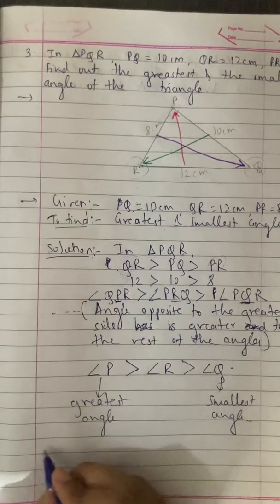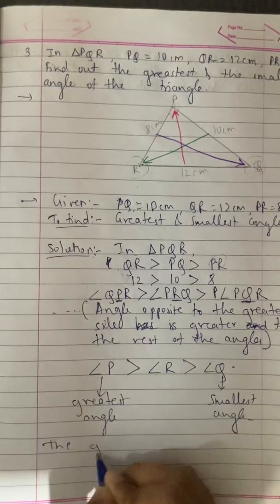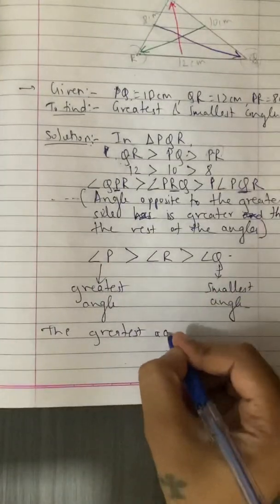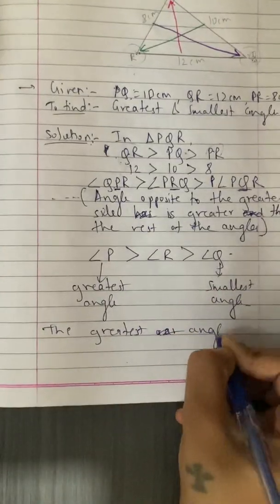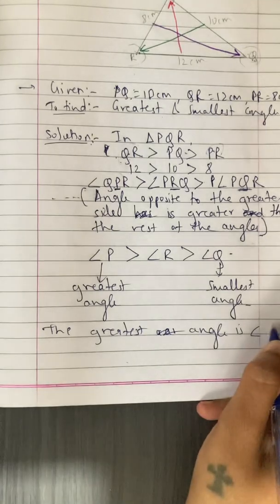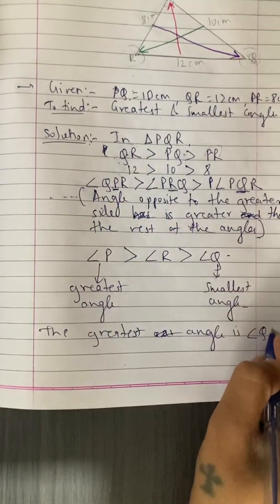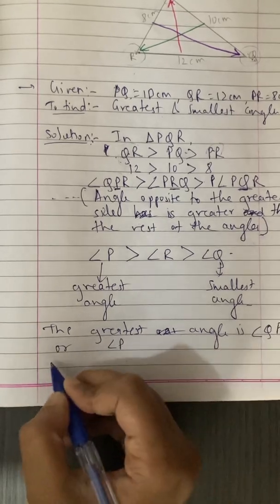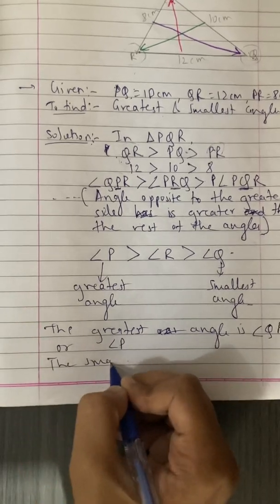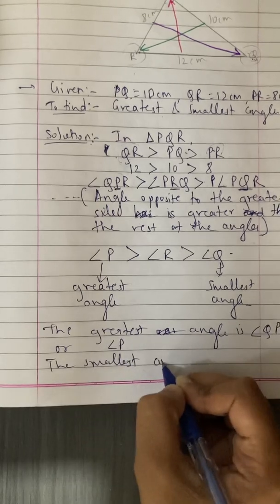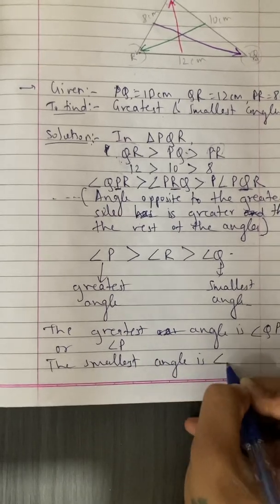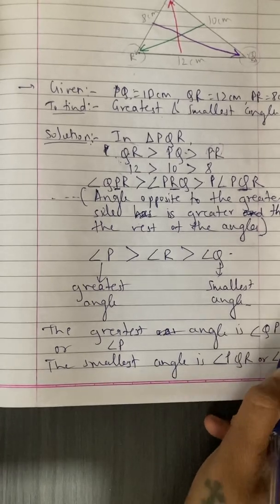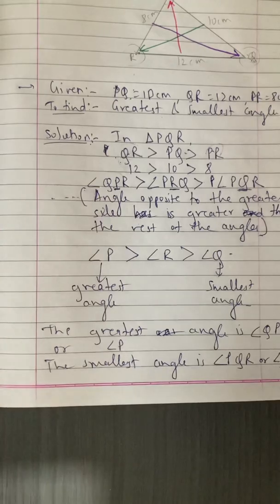All right, so the greatest angle is angle, just write down the full name, QPR or angle P, and the smallest angle is angle PQR or angle Q. That was also very easy.